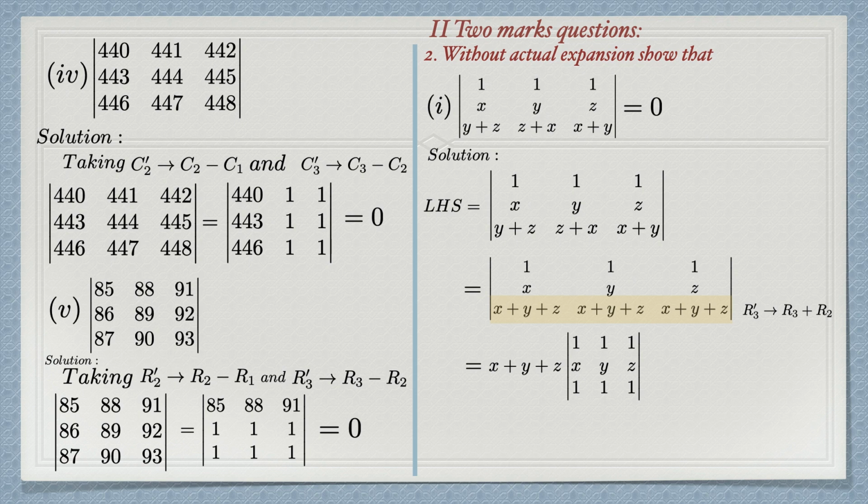Now see here, two rows are identical. Since two rows are identical, we know the property that the determinant is equal to 0. Now multiply 0 into any number is 0. This is our right hand side.